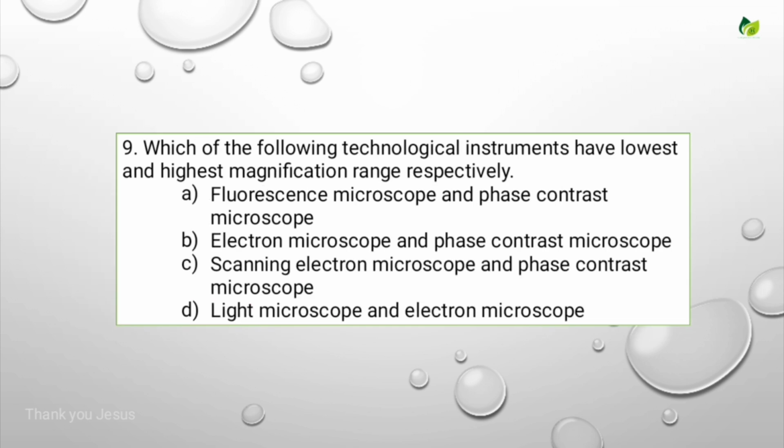Let's see the next question. Which of the following instruments have the lowest and highest magnification range respectively? Options are fluorescence microscope, phase contrast microscope, electron microscope, scanning electron microscope, light microscope and electron microscope. Yes, the light microscope has the lowest magnification range, whereas the electron microscope has the highest magnification range.